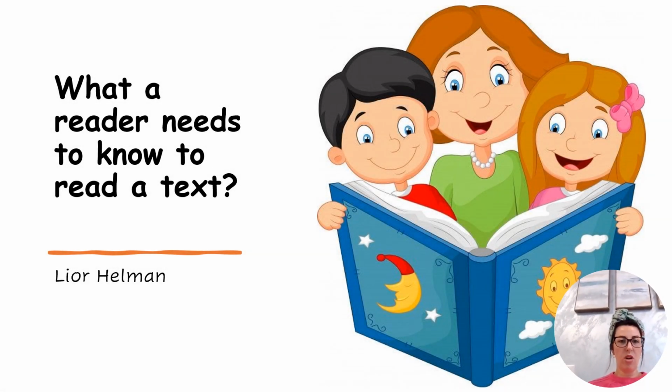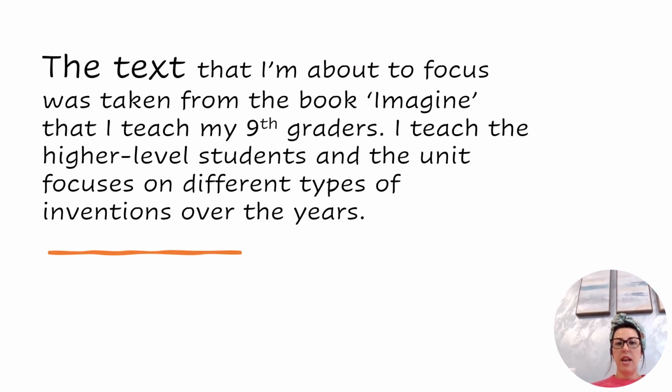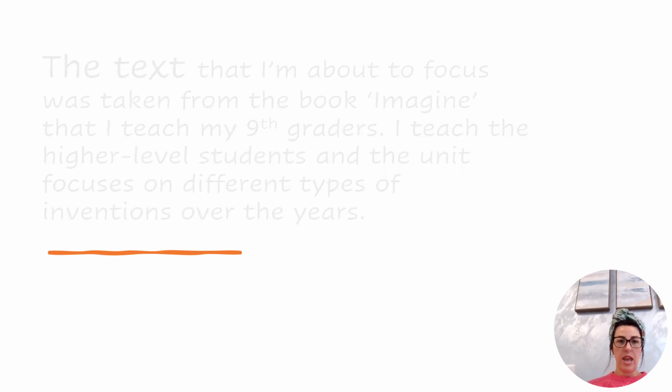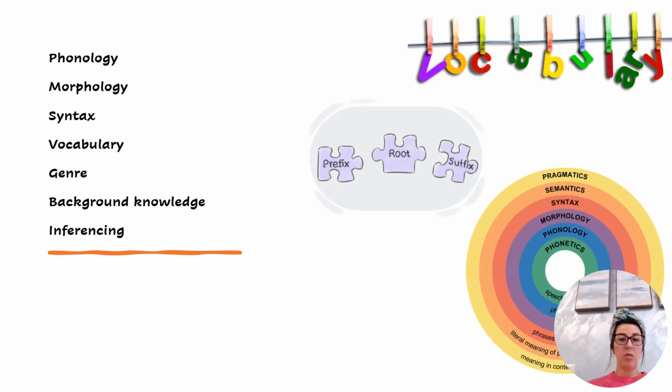Today, I'm going to focus on what a reader needs in order to know or to read a text. The text that I'm about to focus on, I took from the book Imagine that I teach in my ninth graders. I teach the higher level students, and the unit focuses on different types of inventions over the years. So I'm going to deal with 7 aspects that a reader has to have in order to read and understand a specific text.